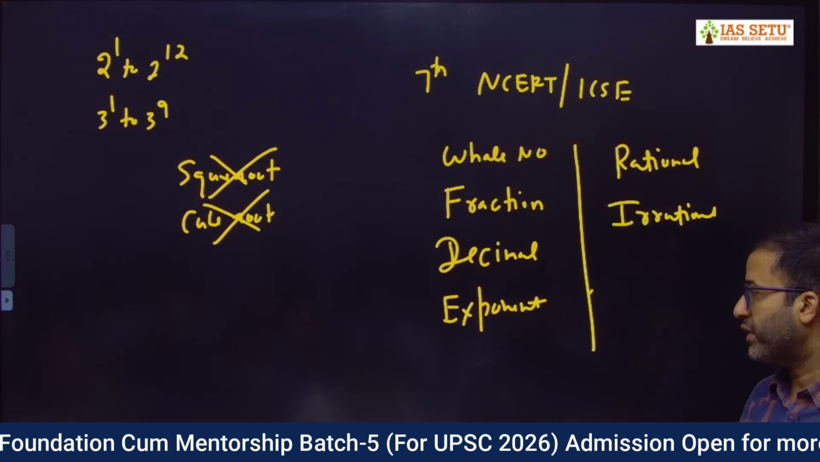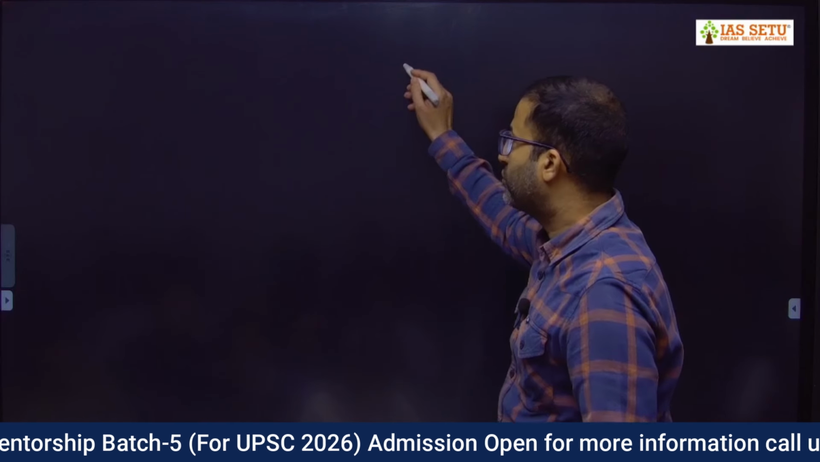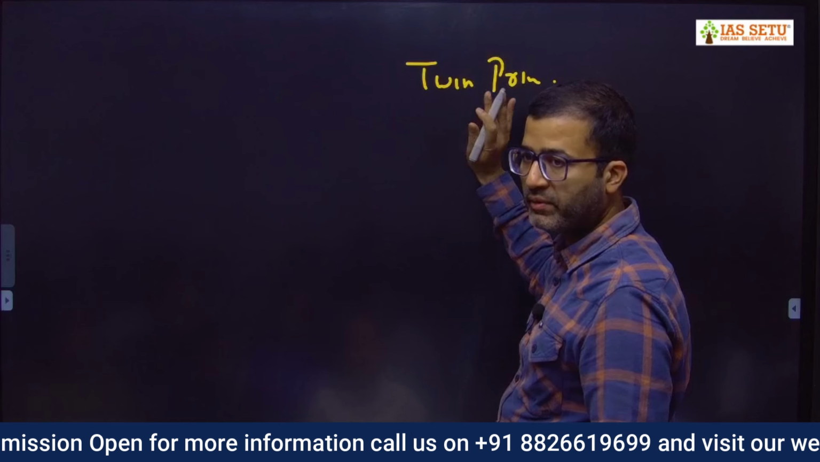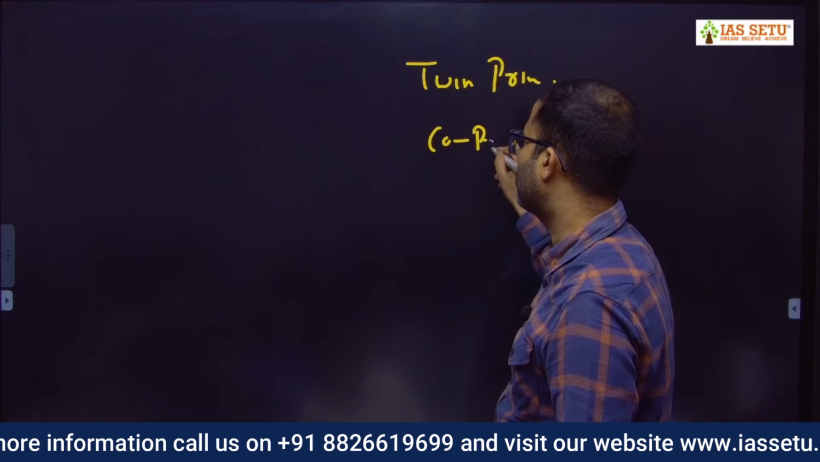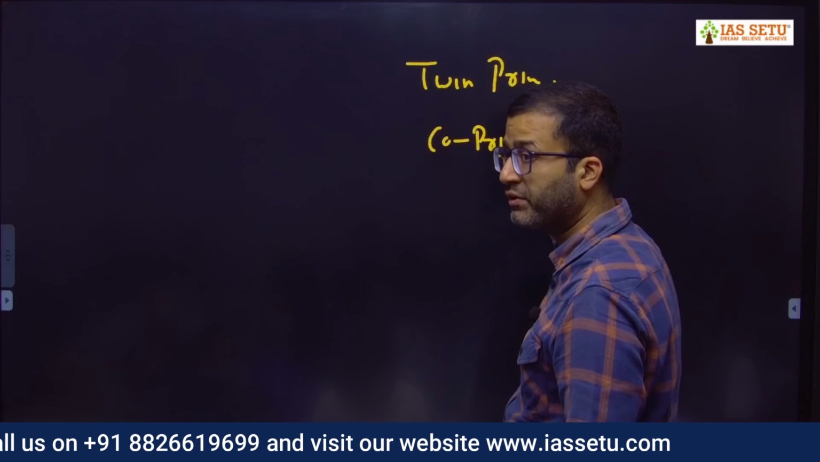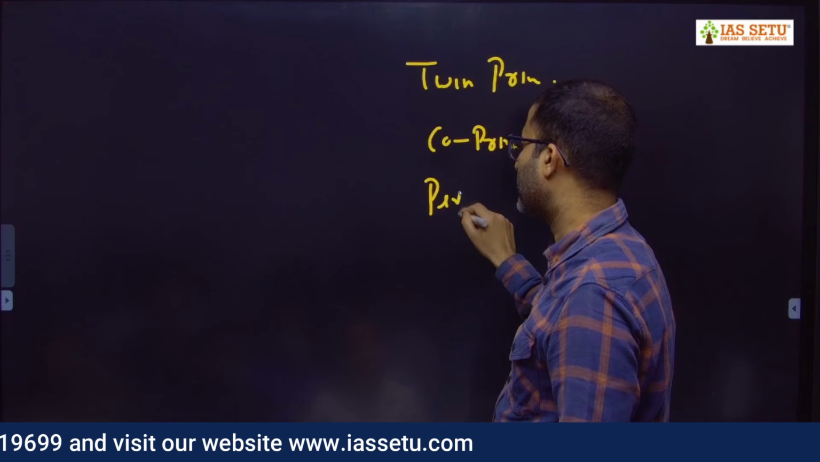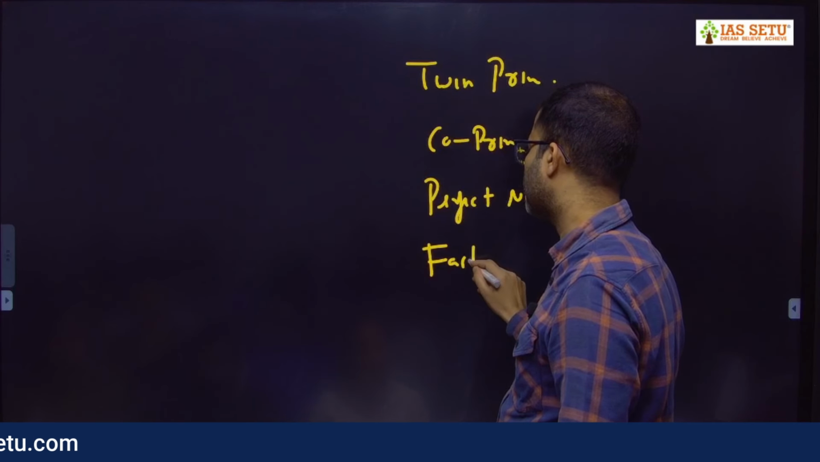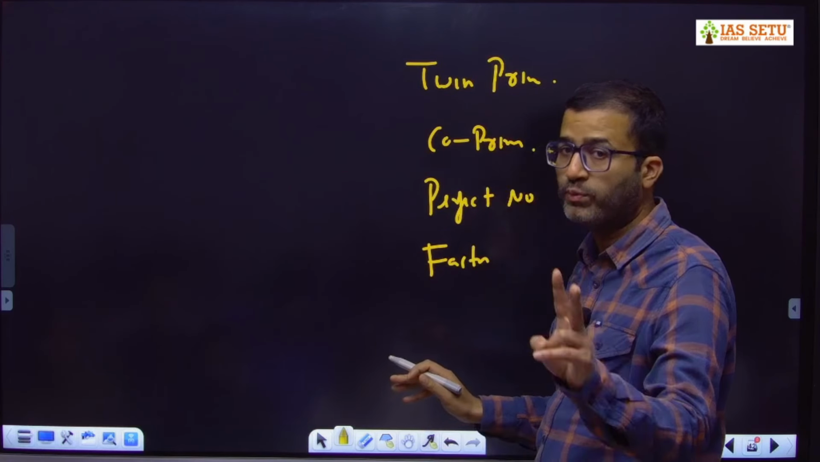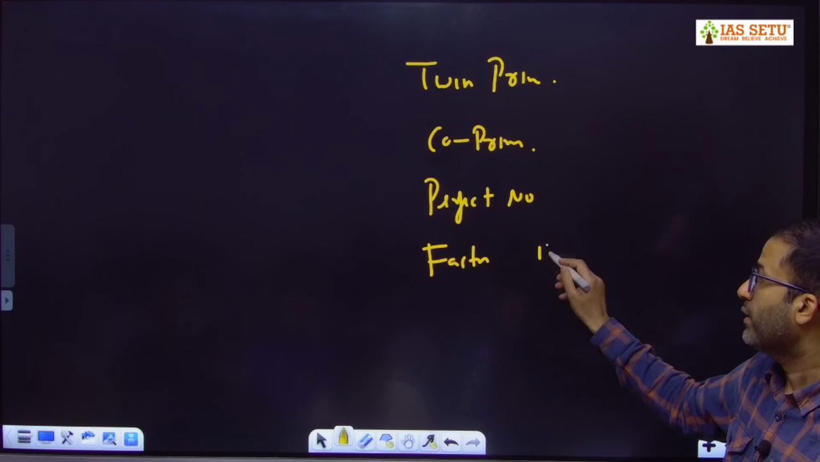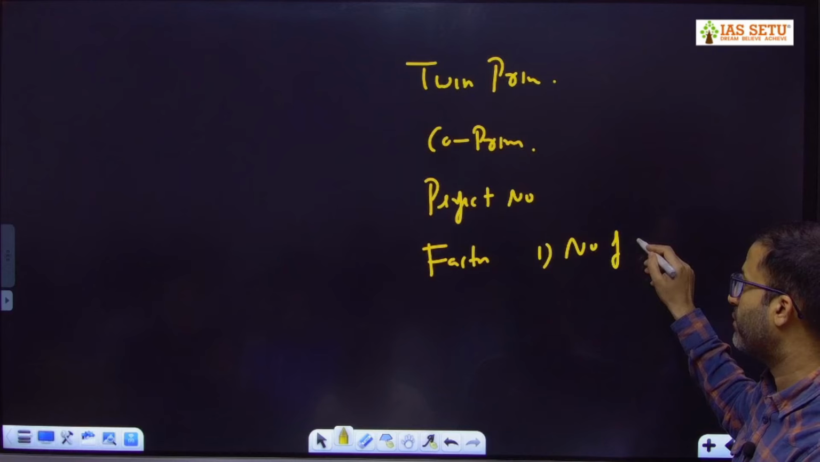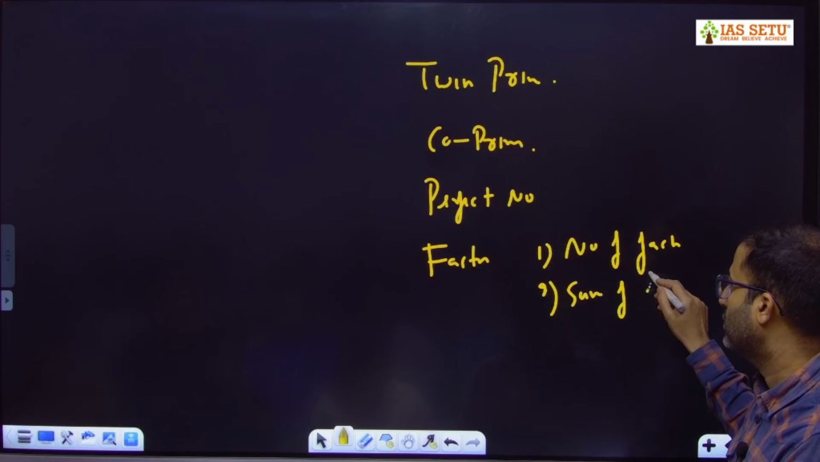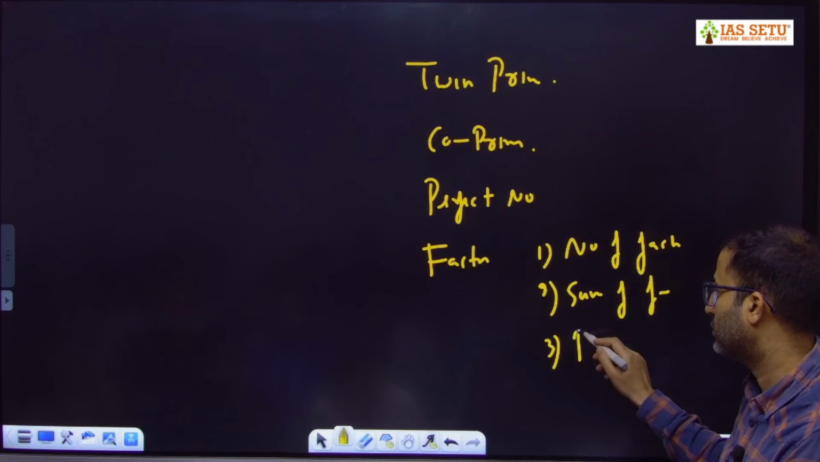Okay, so what we have done for today: start with twin prime. Twin prime clear. Then I told you co-prime in detail, which is very, very important. Perfect number. Then number of factors, factors divisor, where two observations are very, very important. Then I gave you short trick of number of factors, sum of factors, product of factors.